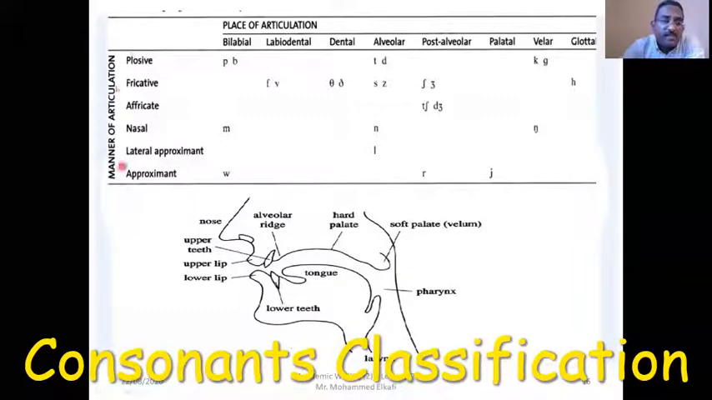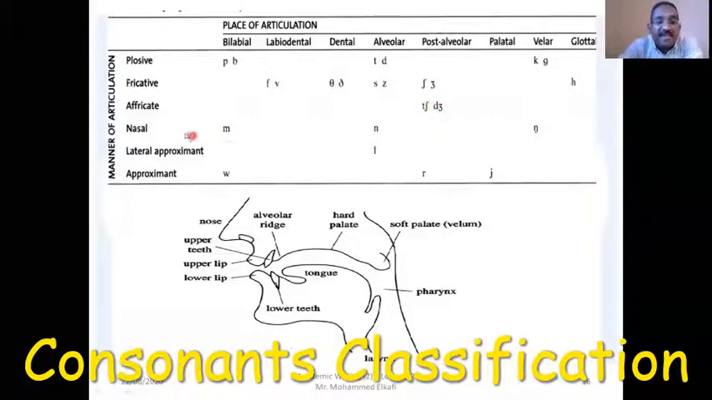According to the manner of articulation, here we have plosive. When we say plosive sounds, we mean sounds like pa and ba, ta and da, and also ka and ga. We call them plosive. Fricative: fa and va, tha and dha, and sa and za, and also sha and zha, and ha. All of them here are fricative. Affricate includes just two sounds, cha and ja.